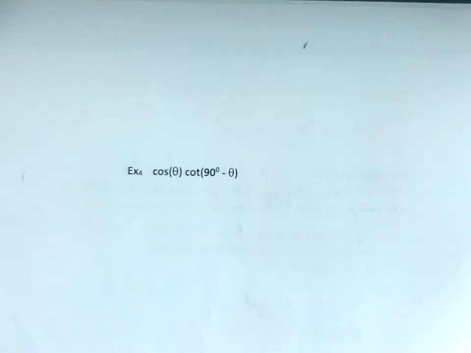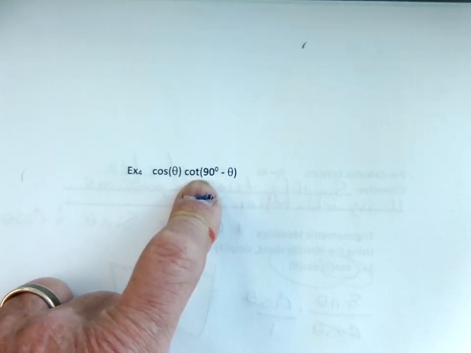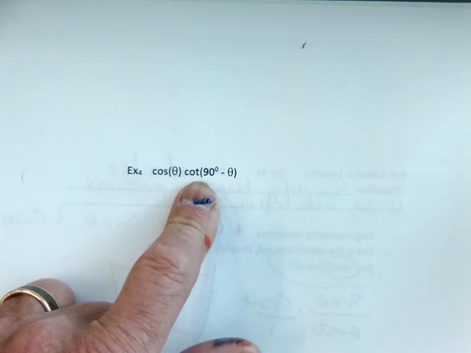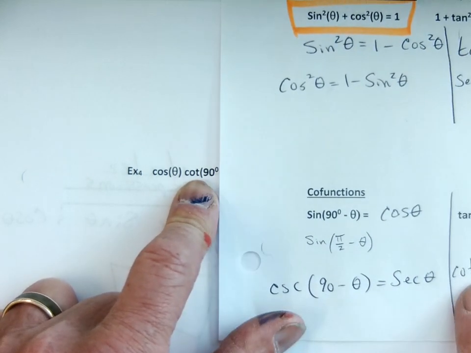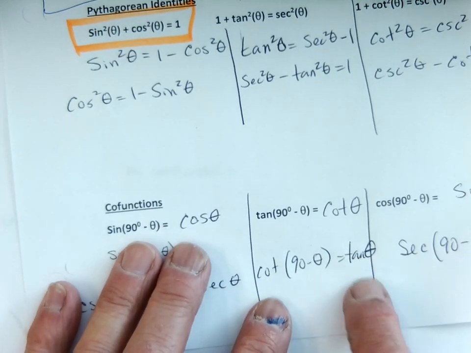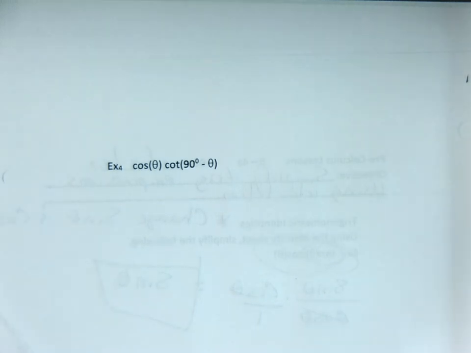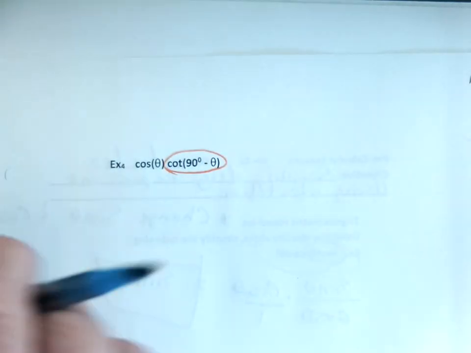Okay, all right. Now, example 4. I think I've seen this somewhere. Cotangent 90 minus theta. It's right here. Cotangent 90 minus theta equals what? So let's rewrite this expression, cotangent 90 minus theta, into just tangent of theta, okay?